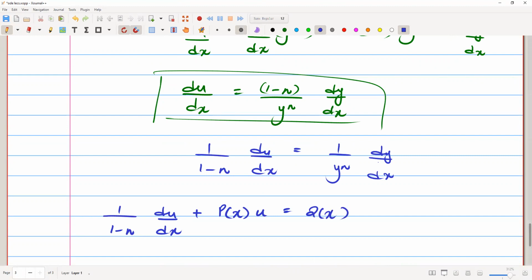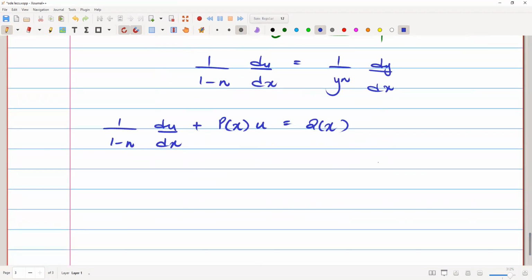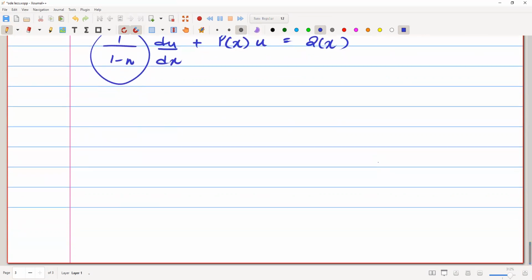And now we can see that this is a linear first order differential equation. By simply multiplying this equation with 1 minus n, we can just get the first order linear differential equation, right? And then we know how to solve first order linear differential equations by using the integrating factors. So let's start with the problem.